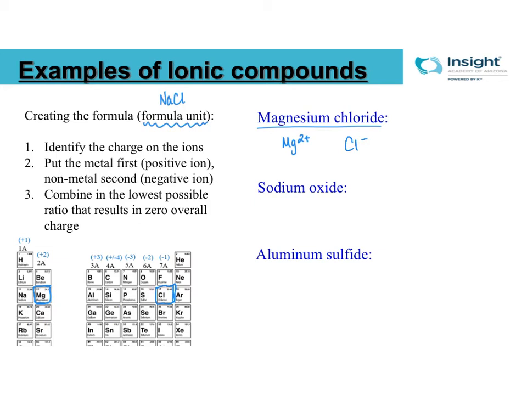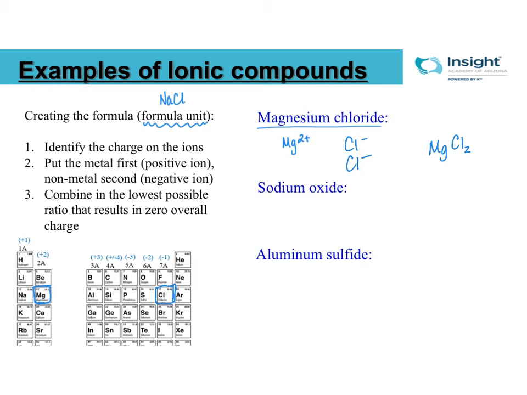We've got 2 positives and 1 negative. So which one do we need an extra of? We need 1 more chlorine. That way we have 2 positives and 2 negatives. So our formula is going to be Mg. We don't put subscripts when there's just 1, but chlorine, because there's 2, we have to put a subscript 2.